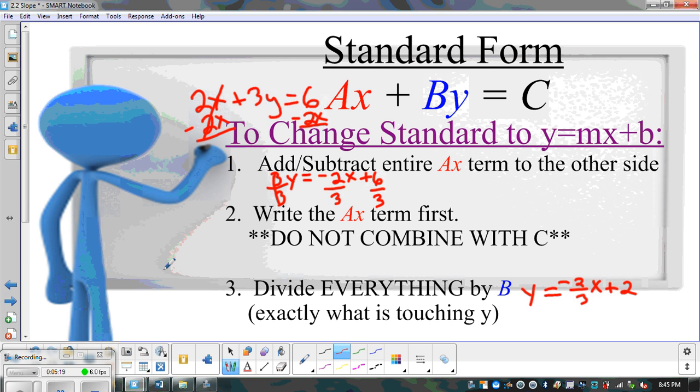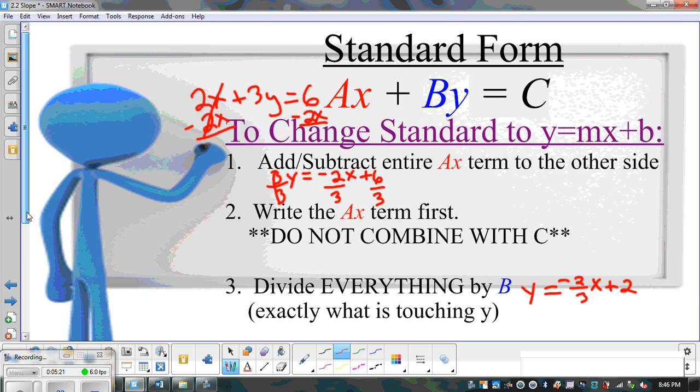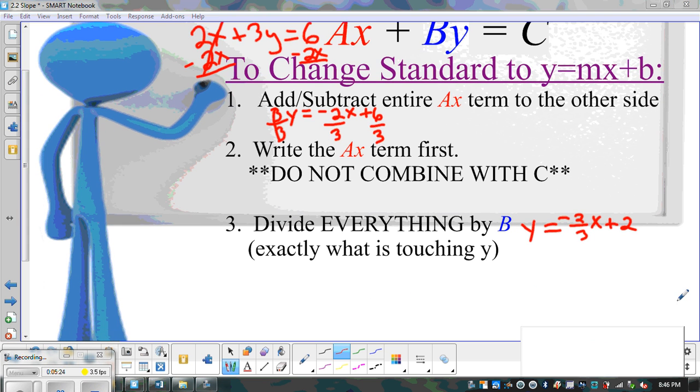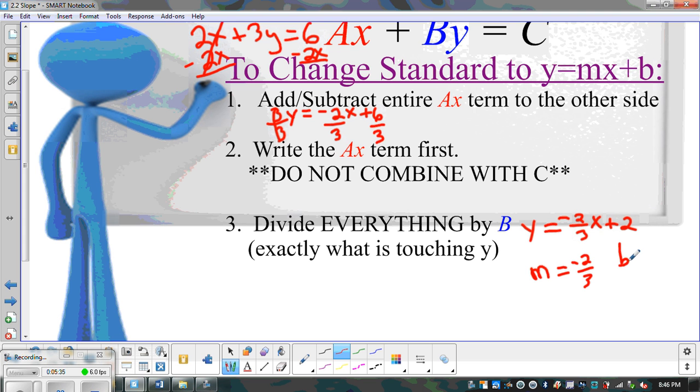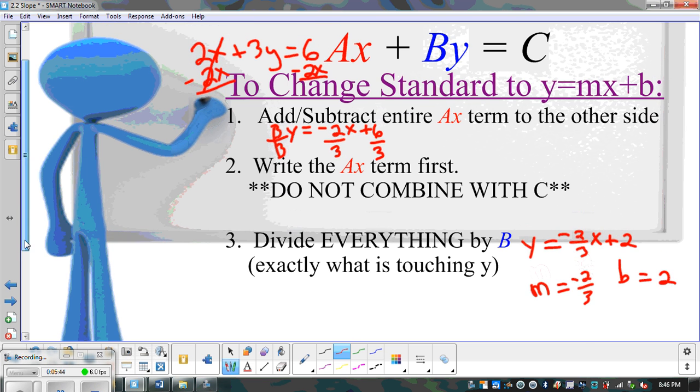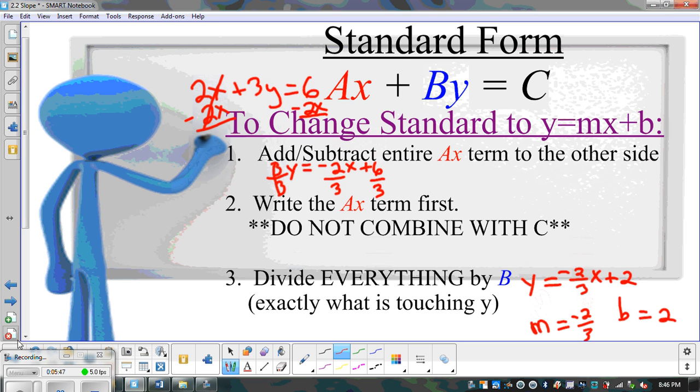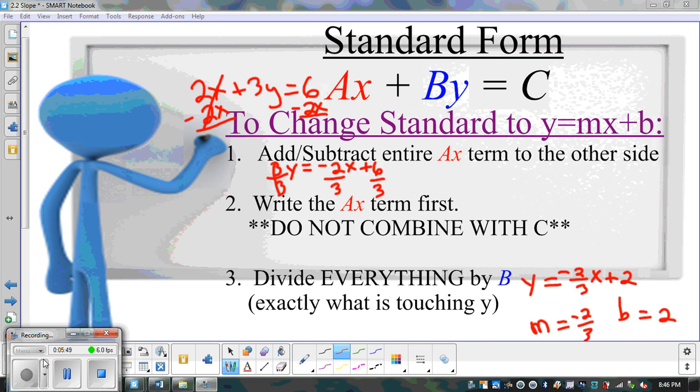Now this equation, y equals negative 2/3 x plus 2, is in slope-intercept form. We could easily now say the slope, the m, is the fraction negative 2/3, and the b, the y-intercept, is the constant on the end, positive 2. So take a moment to make sure you get those steps down, because in our next example, we're going to be practicing how to change standard form into slope-intercept form. Move to the next slide when you are ready.